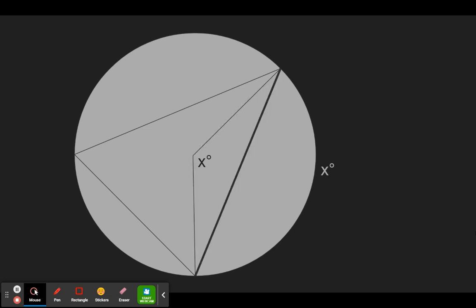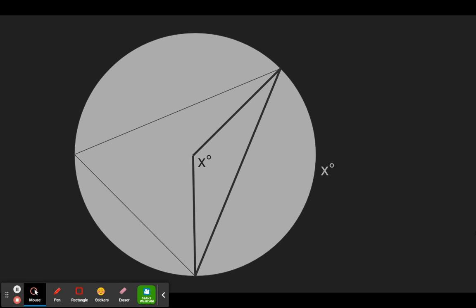From there, we're going to connect the endpoints of those angles with another segment. And the reason we do that is that it makes a lovely little isosceles triangle here. We know that this triangle is isosceles because two of its sides are radii of the circle, which means that they're congruent to each other.